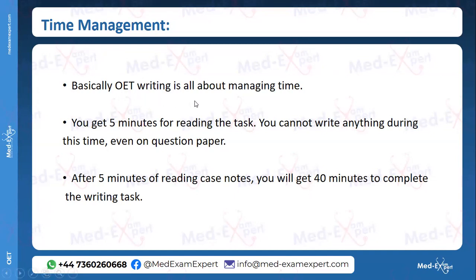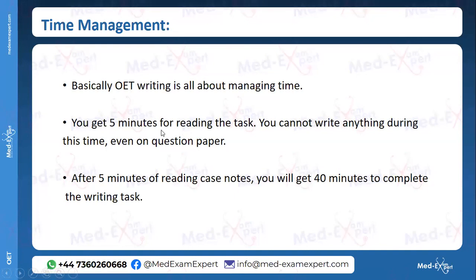So basically, OET writing is all about managing time. You get 5 minutes for reading the task. You cannot write anything during this time, even on the question paper. What happens is, when you are done with your reading subtest, which is second, the reading papers and answer sheets are collected by the examiners, and you are handed the writing task. Then you are given 5 minutes for reading the writing task.